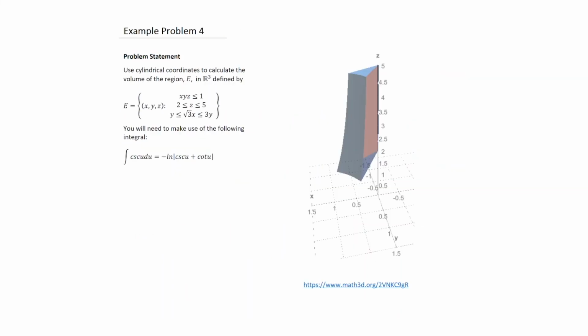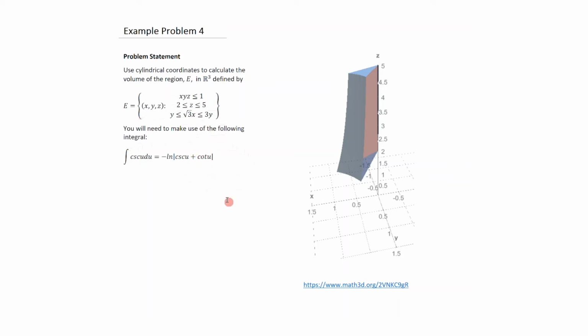All right, so fourth example. This is a little bit more unusual in terms of how the problem is set up. So we basically want to use cylindrical coordinates to calculate the volume of the region E. E in this case is set up in terms of inequalities. And this is how it's defined. In this particular integration that you'll have to perform, you'll need to make use of this integral. This type of information will typically be given to you, so you're not expected to memorize any of these things.